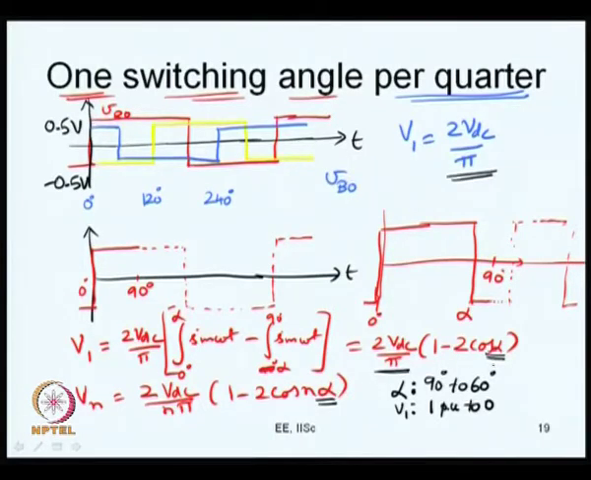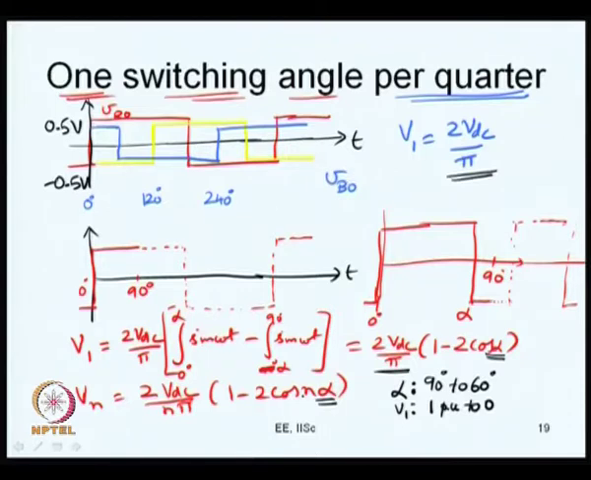If alpha is changed by 1 degree, V1 will change to a certain extent, but if you take the fifth harmonic, it is cos 5 alpha. If alpha changes by 1 degree, 5 alpha changes by 5 degrees. Therefore, the change in V5 will be much more. So, all this it is possible for you to plot. These are fairly simple functions for you to plot, and you can try plotting them.